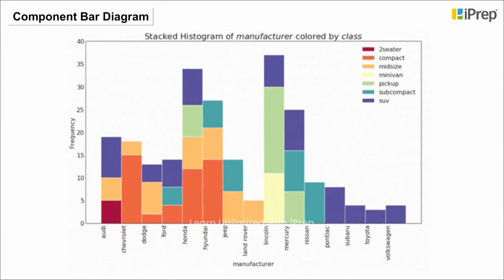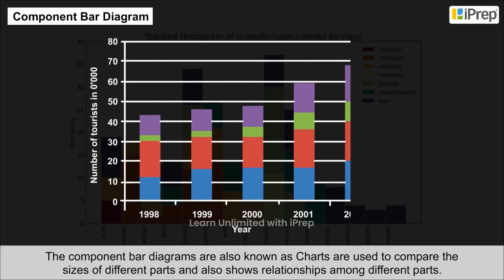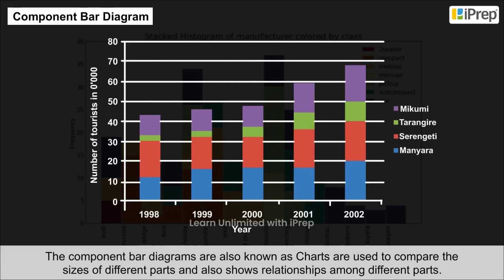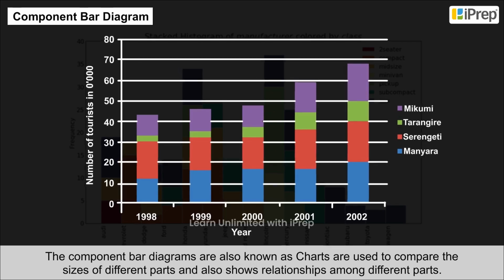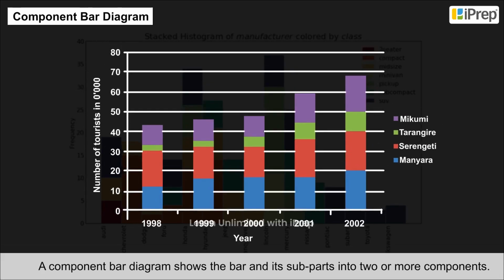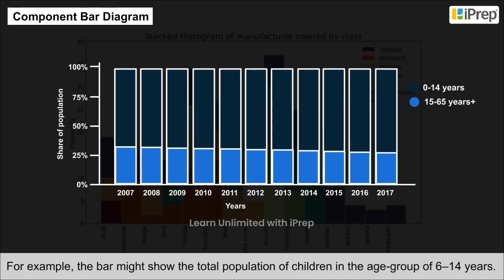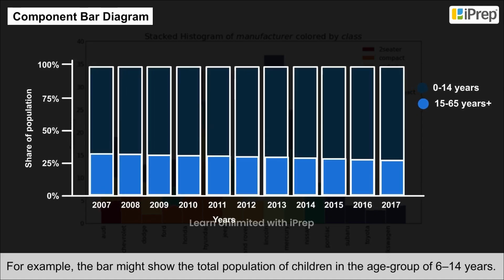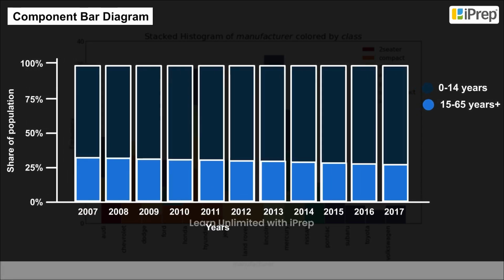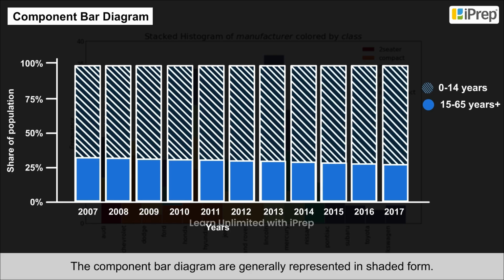Component bar diagram. The component bar diagrams, also known as charts, are used to compare the sizes of different parts and also show relationships among different parts. A component bar diagram shows the bar and its subparts divided into two or more components. For example, the bar might show the total population of children in the age group of 6 to 14 years. The component bar diagrams are generally represented in shaded form.